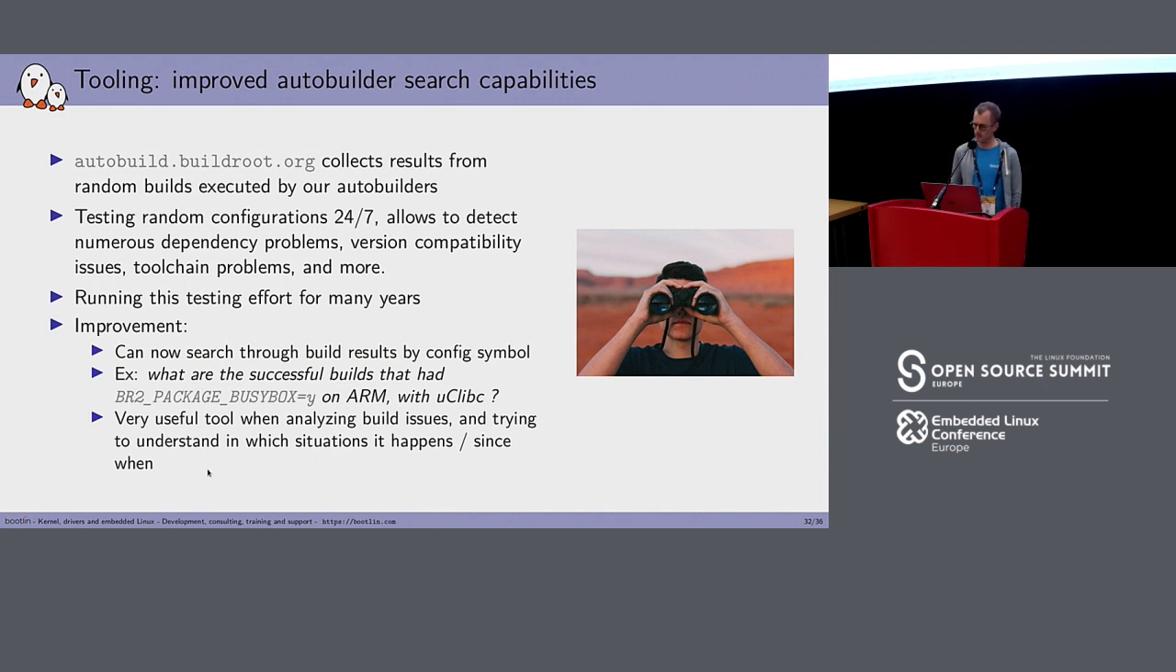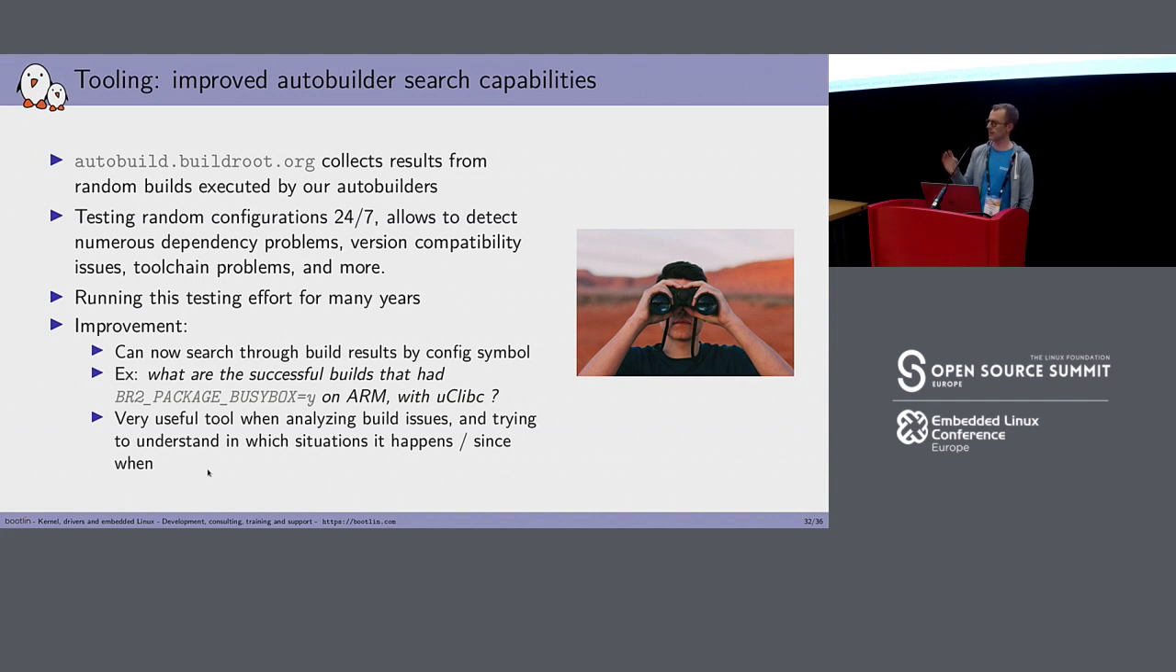We've been running that for many years. The improvement we've done is basically being able to search in the history of build results by config symbol, so that we can answer questions like, what were the build results that were successful on ARM with uClibc and that had the BusyBox package enabled? Of course for BusyBox, it usually builds fine, so that's not a very good example.